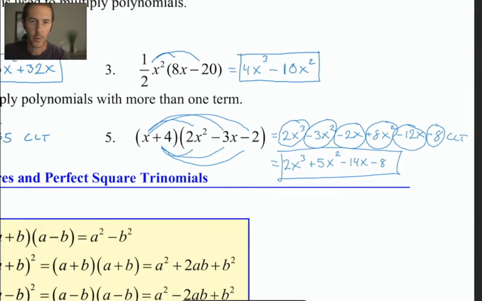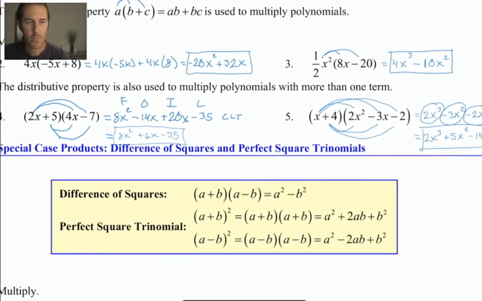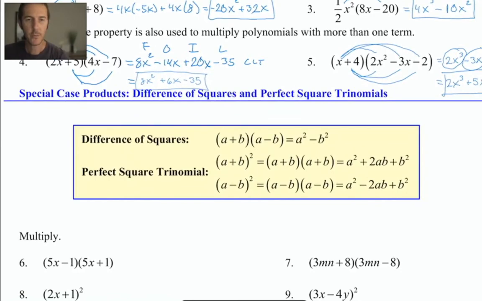All right, so that is a superfoil plus a combine like terms. And then we have some special cases that we should look at. The first is called the difference of squares. Since it's called the difference of squares, let's look at this side first. A squared maybe ends up being x squared. And b squared maybe ends up being 25. So the point is that x squared is a perfect square because it's the result of having squared an x. And 25 is a perfect square because it's the result of having squared a 5. So if I've got a square minus a square, I would say that that's the difference of 2 squares.